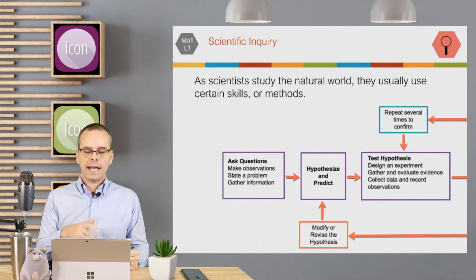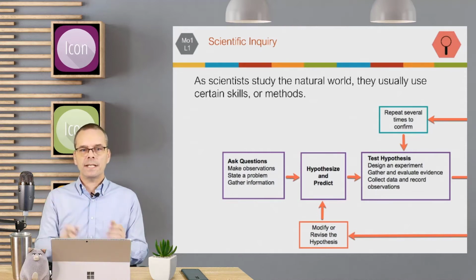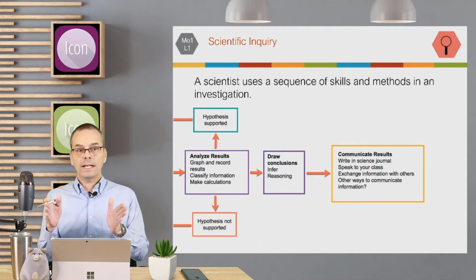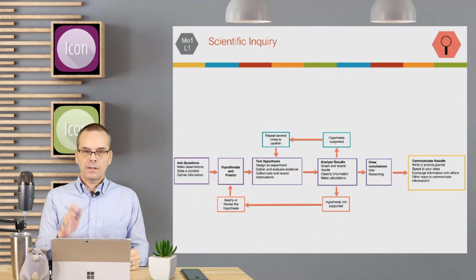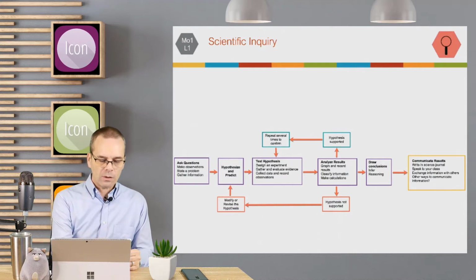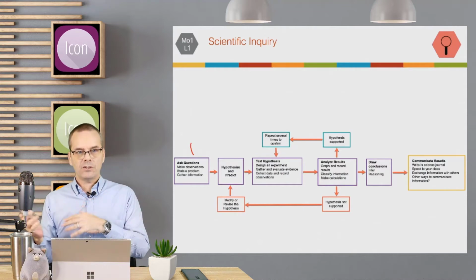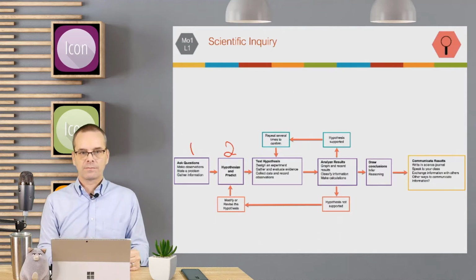Now, scientists, as they study, they have a very specific method that they use for scientific inquiry. It's a series of steps that they go through in order to do their experiment or investigation, and they follow this sequence. Now, this sequence starts out with asking a question, all right? They make an observation or they state a problem, and then from there, they write their hypothesis, right? What they think is going to happen when they do their experiments.